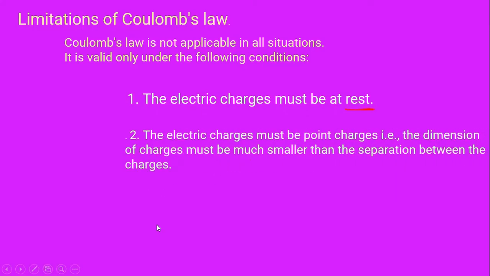Next is that the electric charges must be point charges. Again, the term point charges is coming, whose meaning is that the dimension of the charges must be much smaller than the separation between them. So that is why Coulomb's law is valid only in the case of point charges.